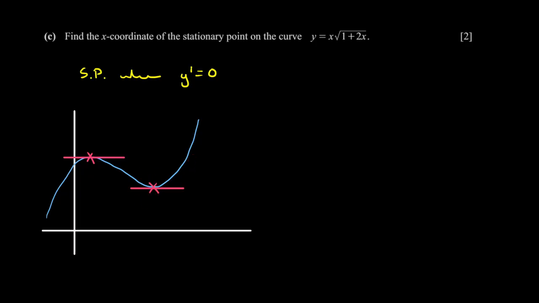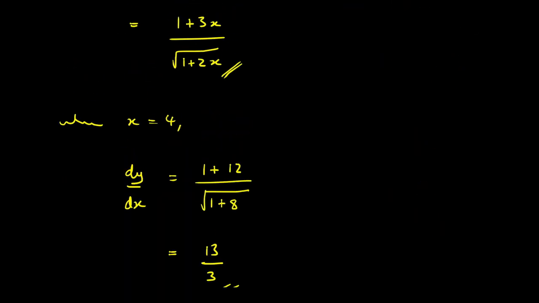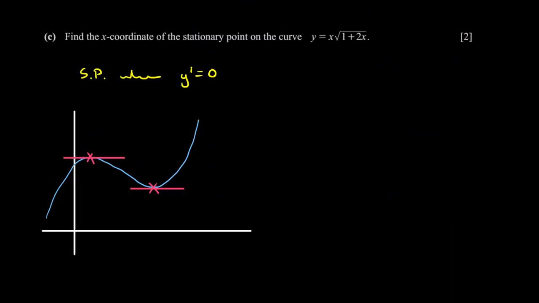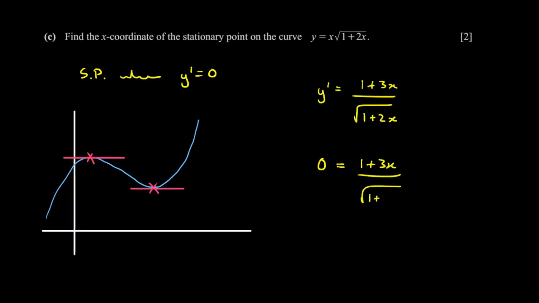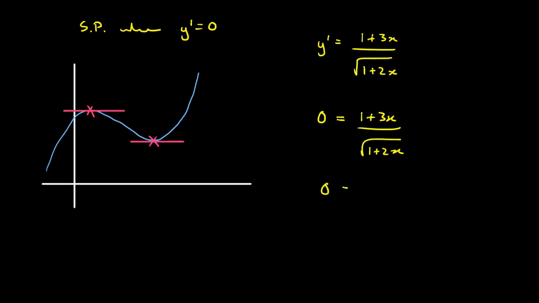So basically, we just got to take our dy dx and set it equal to 0. So we'll just go back again. What did we have? We had y prime is equal to 1 plus 3x over the square root of 1 plus 2x. So we set that equal to 0. So 0 is equal to 1 plus 3x over the square root of 1 plus 2x. If I times both sides of the equation by the square root of 1 plus 2x, I get 0 is equal to 1 plus 3x.